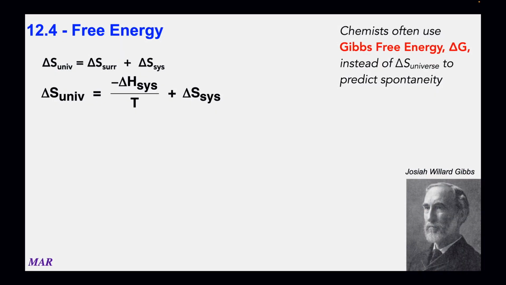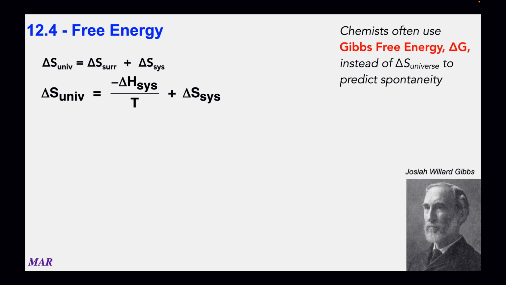Now, delta S of the universe is a great way to figure out if a reaction is going to occur or not, if it's spontaneous or not. But chemists really like using delta H, all right? Enthalpy is so important for lots of different reactions. And so Gibbs, down there in the lower right, was one of the great first of the American chemists. He came up with this idea to rewrite the second law of thermodynamics just a little bit.